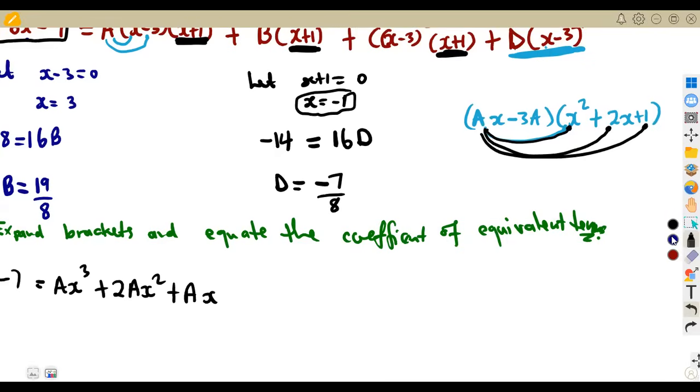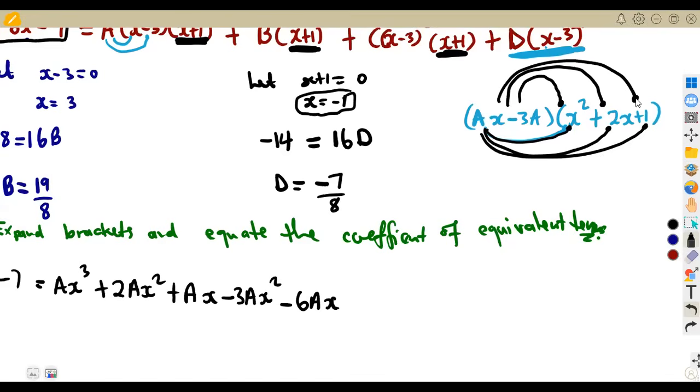We move on to negative 3a. So negative 3a is going to multiply everything in the second bracket. Negative 3a times x squared will be negative 3ax squared. Negative 3a times 2x is going to be negative 6ax. Negative 3a times positive 1 will be negative 3a. All right, so we've expanded this.